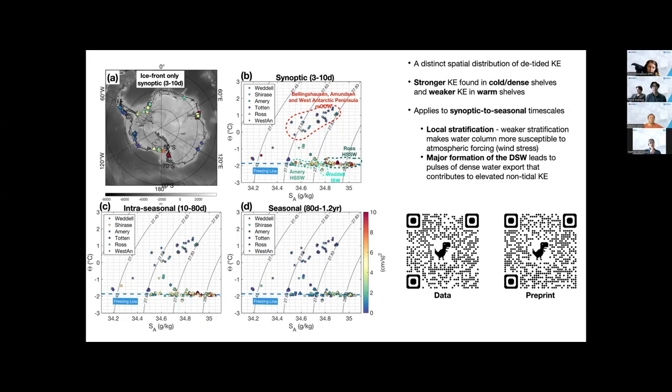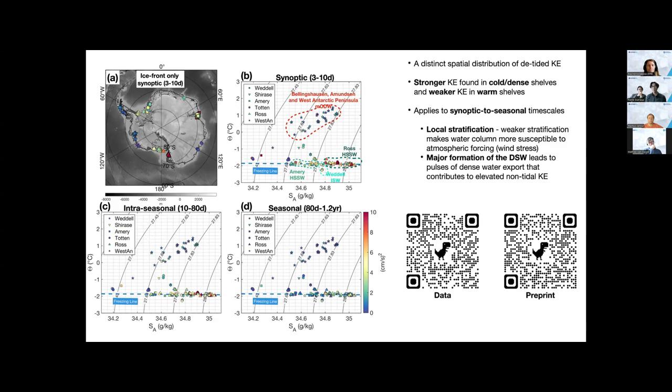The explanation of such distinct spatial distribution could lie within these two hypotheses. The first one has to do with the local water column stratification. We think that in front of these cold and dense shelves, the water column is very well mixed. In other words, it's very weakly stratified, which makes the whole water column probably more susceptible to the atmospheric forcing, which imprints the kinetic energy onto the synoptic timescales to seasonal timescales.